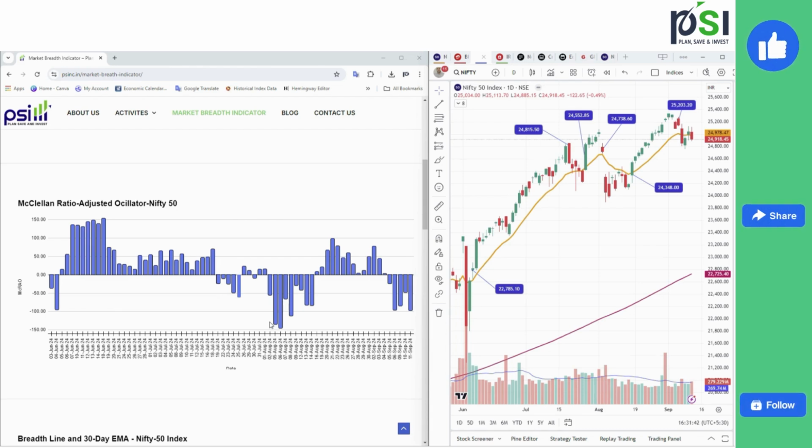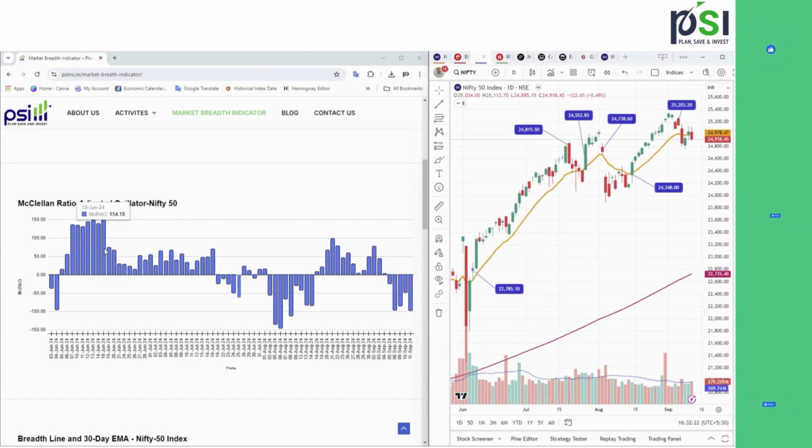But remember, this indicator is not applicable for intraday. It is applicable only for long-term charts like daily, weekly or monthly. The overbought condition is above 100 and the oversold condition is below minus 100. So whenever the oscillator reaches minus 100, you can time the market by making monthly investments, or you can add some amount to your portfolio. Okay, this is the overbought and oversold condition.